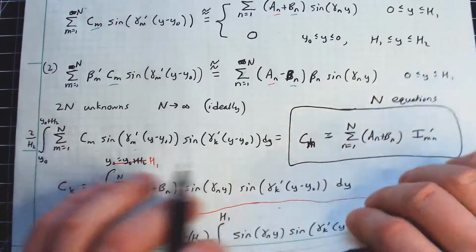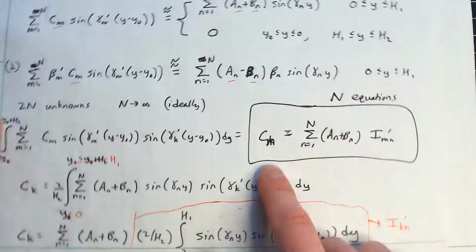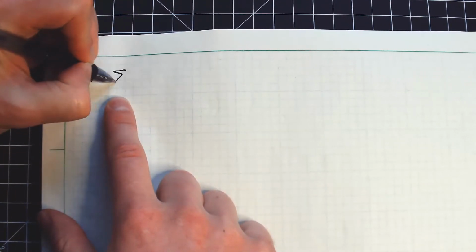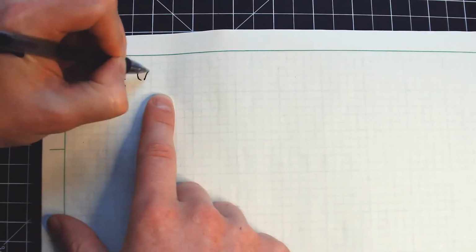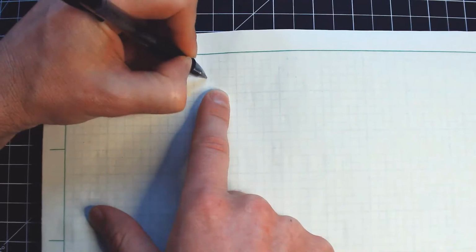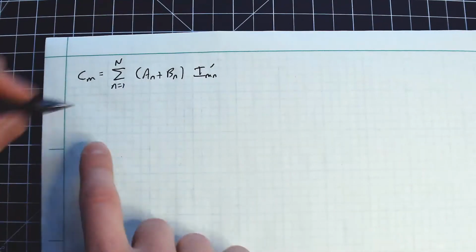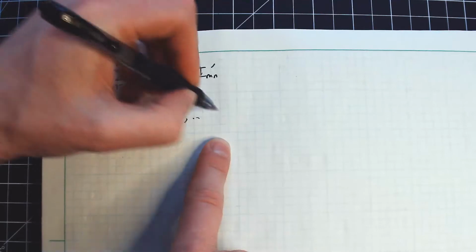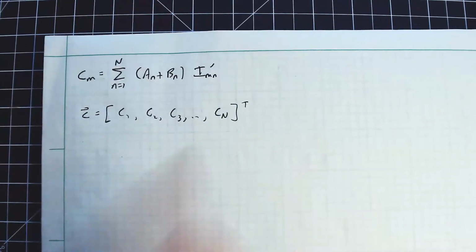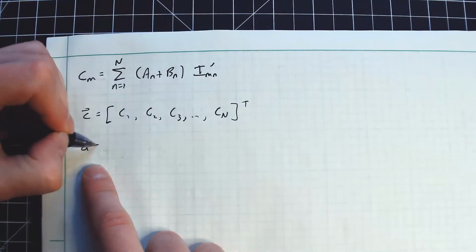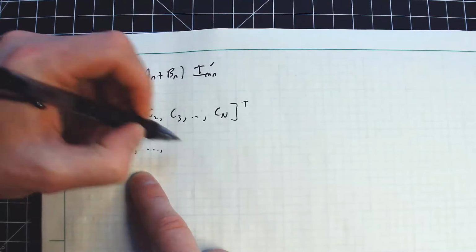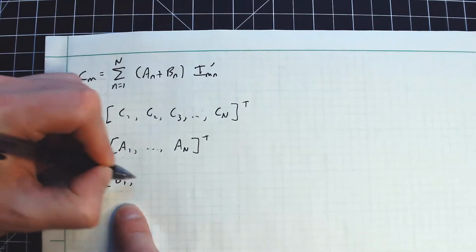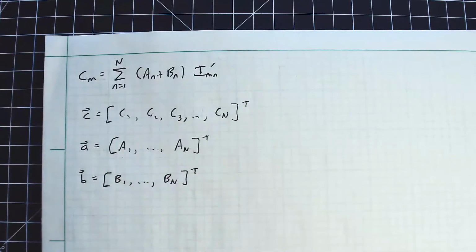So what helps is to introduce a slightly different notation now. Okay, so let's rewrite this back over here. You have c sub m is equal to the summation from n equals 1 to big N, a sub n plus b sub n, I sub mn prime. What I'm going to do is define a vector c, where it's just going to be c1, c2, c3, dot, dot, dot, all the way out to c sub N, and transpose to make it a column vector. And then I'm going to define another vector a, likewise, a1, dot, dot, dot, a N, transpose. And then b is equal to b1, comma, dot, dot, dot, b sub N transpose.